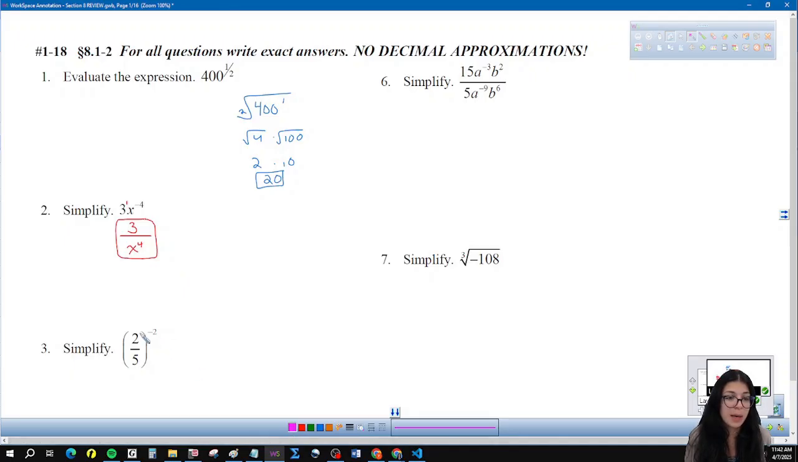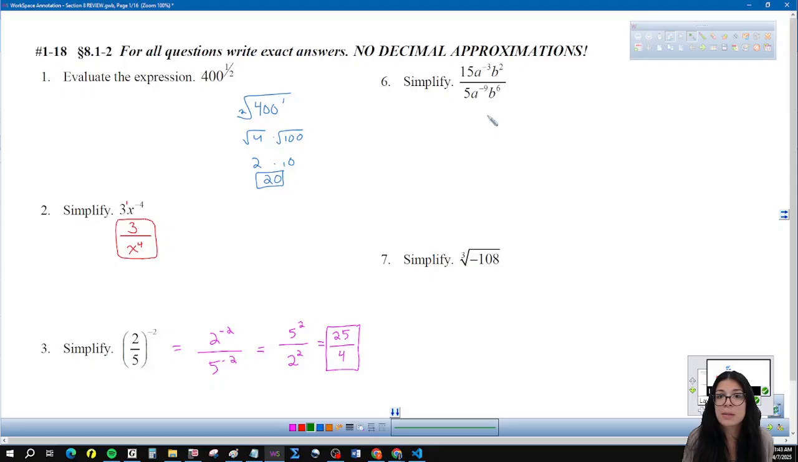On number 3, we have 2/5 to the power negative 2. Now, the 2/5 is in parentheses, so the 2 has the power negative 2, and the 5 has the power negative 2. Since those powers are negative, we're going to switch them. The 5 will go with a positive power of 2 on the top, and the 2 will go with a positive power of 2 on the bottom. So all I did was change the powers to a positive, but then I switched the side of the fraction that it's on. So this means it's 5 squared, which is 25, over 2 squared, which is 4. And that fraction can't be simplified, so that is it.